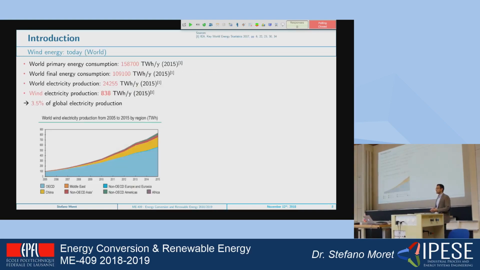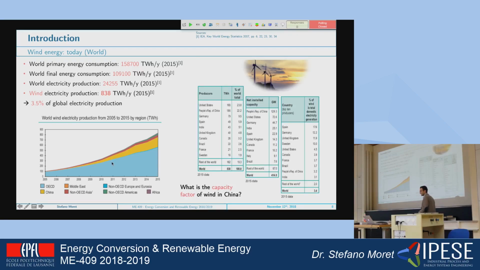Wind energy is actually a very rapidly developing technology. It covers today about 3.5% of the global electricity production, and it is rising very quickly. And as you can see, there are some countries, above all China, which are growing very fast in terms of installed wind capacity.